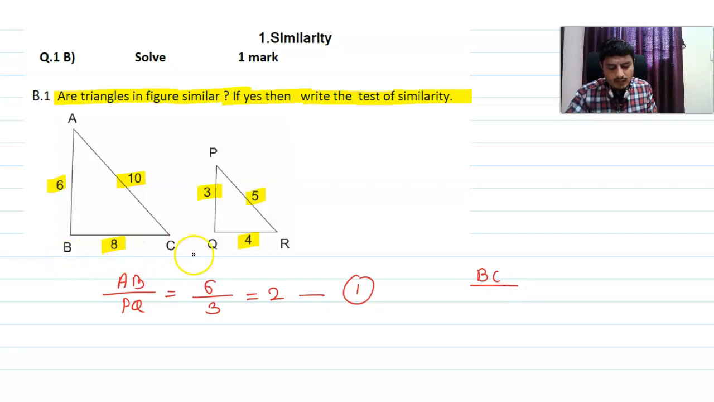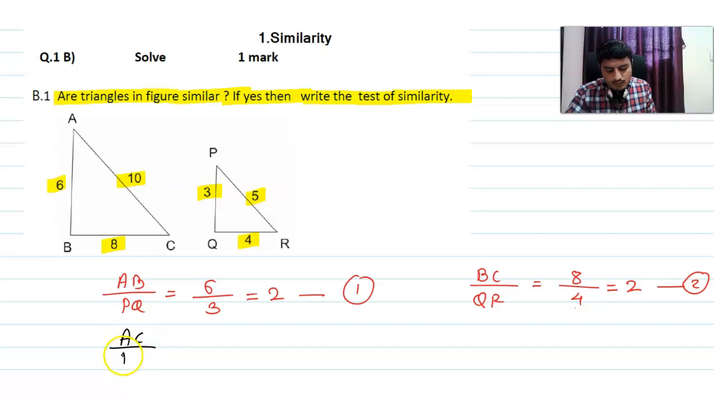On the other side we have BC, which corresponds to QR, so BC divided by QR is equal to 8 by 4. Again, 4 2s are 8, so we are getting 2. Call it equation number 2. Now try to evaluate the third corresponding sides' ratio.